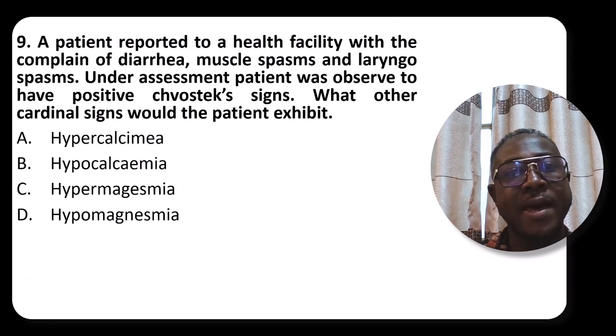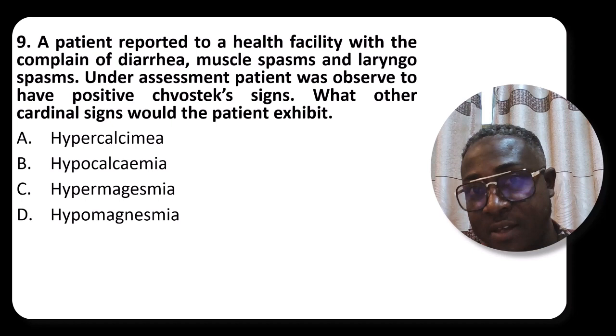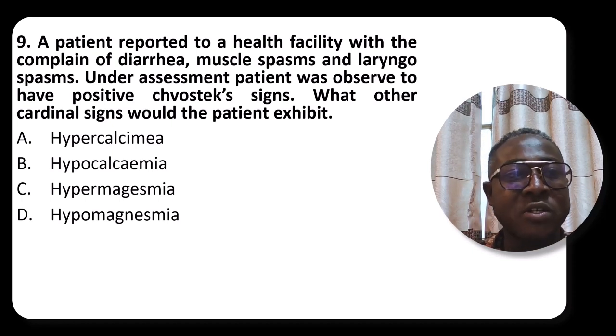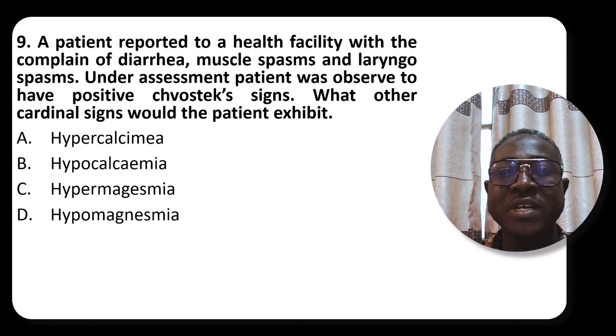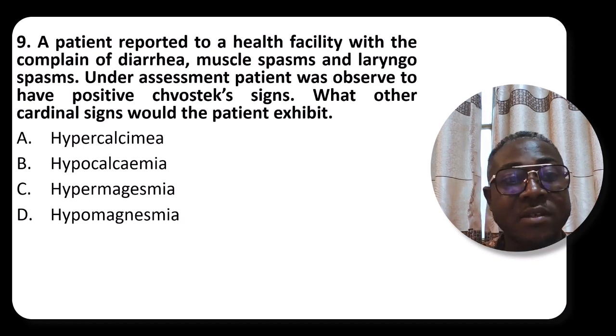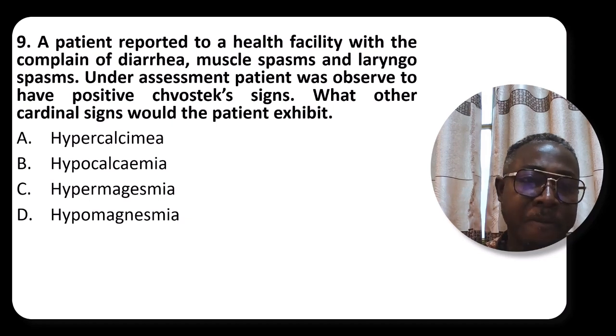Question 9. A patient reported to a health facility with the complaint of diarrhea, muscle spasm, something ringing in the ear, and laryngeal spasm. On assessment, the patient was observed to have a positive Chvostek sign. What other cardinal sign would the patient exhibit? So we have muscle spasm there, laryngeal spasm there. We expect something to be what? Hypo, because there's high excitability. Alright, so put your answer in the comment section with the explanation.